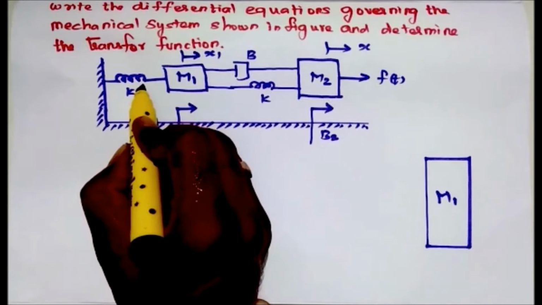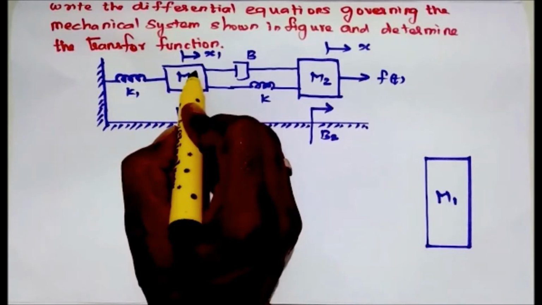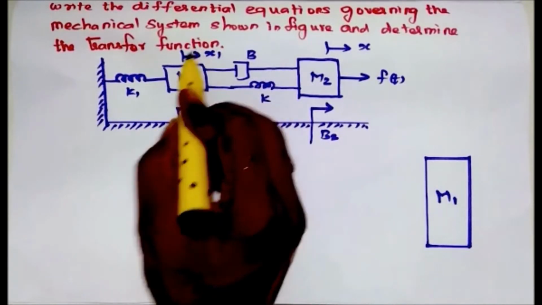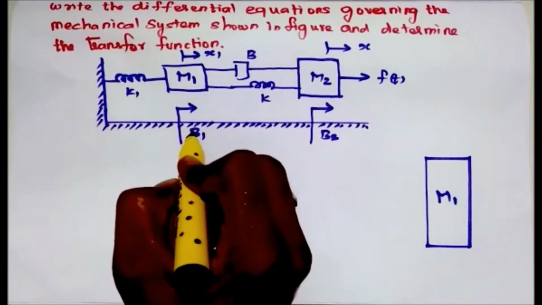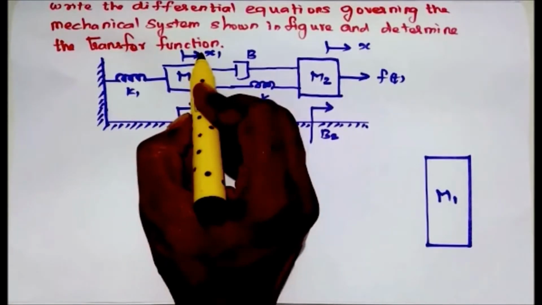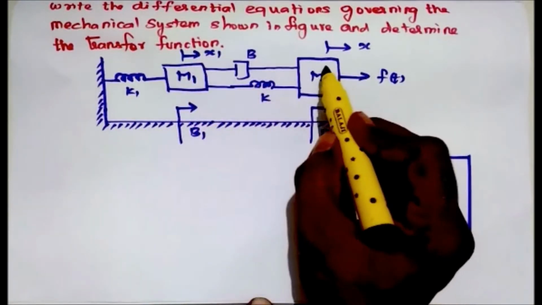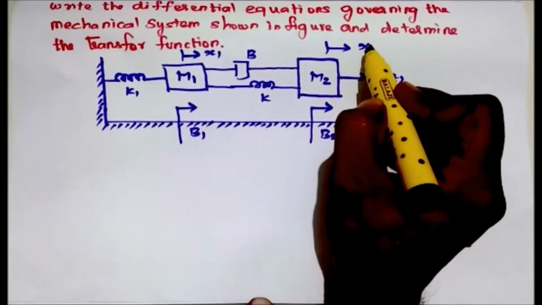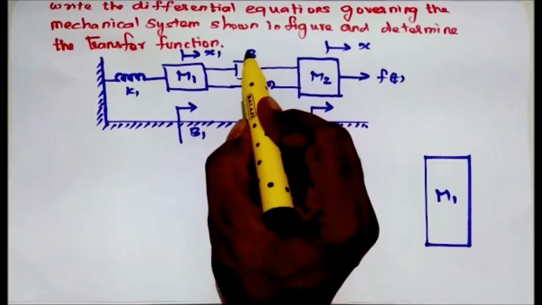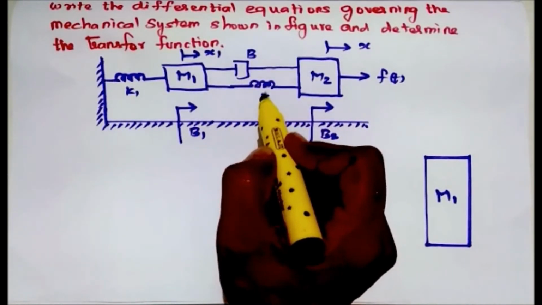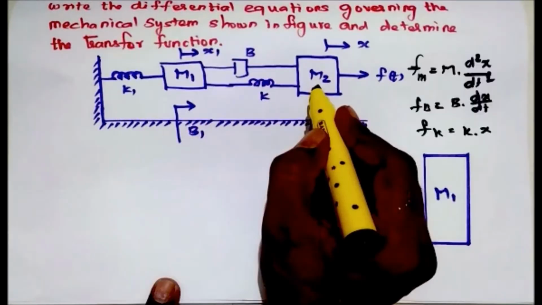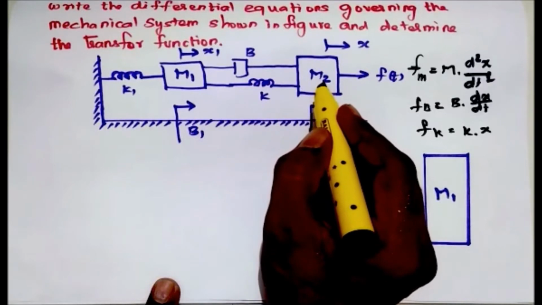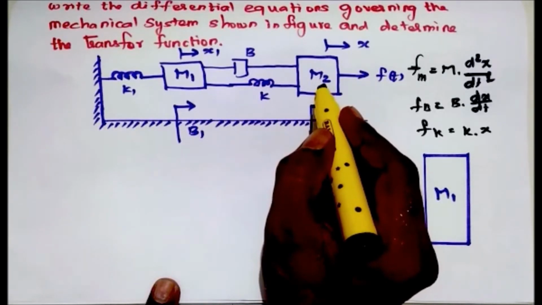One thing we have to listen carefully. This mass element has only one end displacement, and this spring element and this dashpot also have one end displacement, that is x1. Here also this mass element and this dashpot have one end displacement, that is x, but this dashpot and spring element have two end displacements, x1 and x. We have to mention the forces acting on this mass, then based on the force balance equation we have to solve.